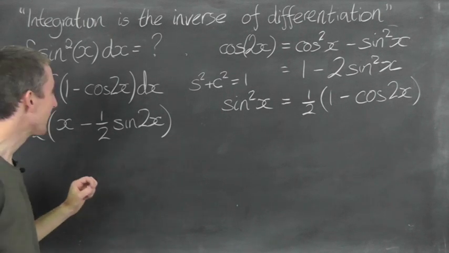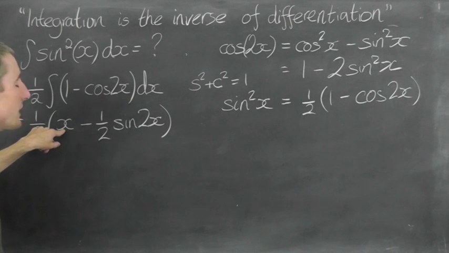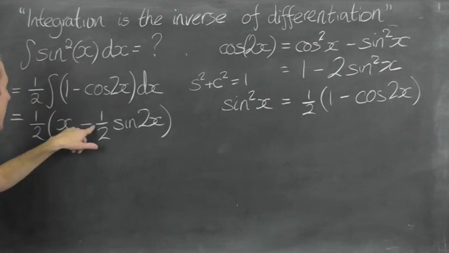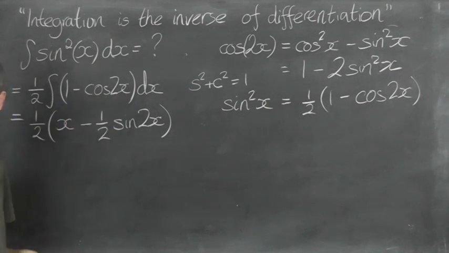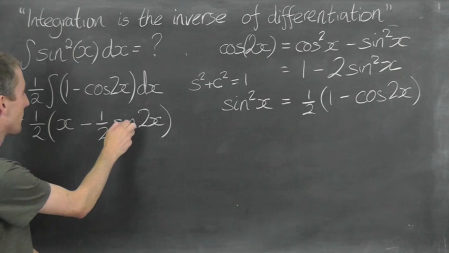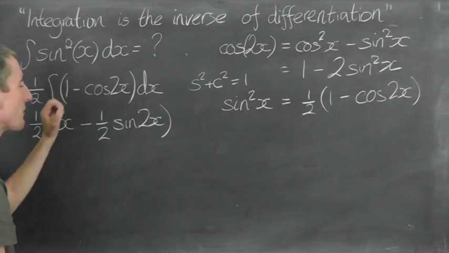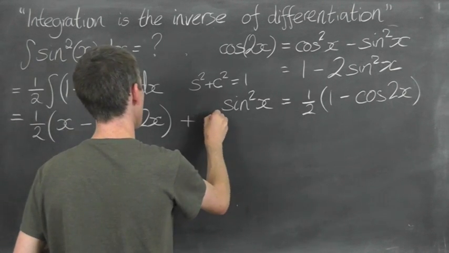But one way to check this is to try going backwards. If we differentiate this, do we get back to this? So the x differentiated gives 1, and the minus half sine 2x gives minus cos 2x. Why is that? We bring out the 2, that cancels the half, and the sine goes to a cosine. So everything's working here. Just one thing I've forgotten, the constant of integration.